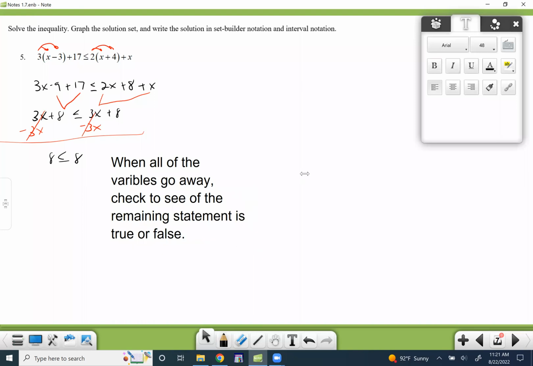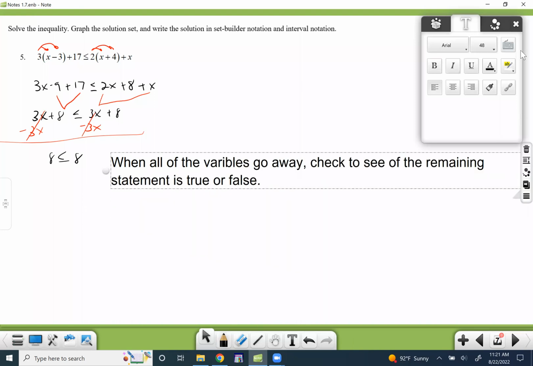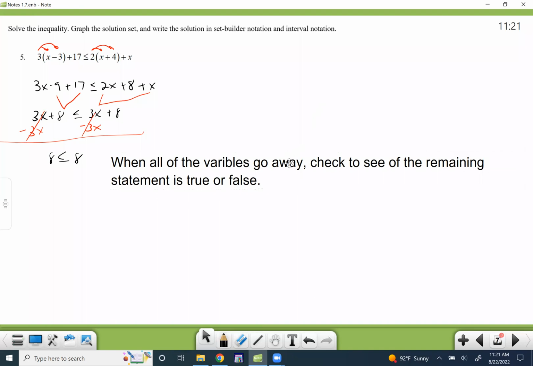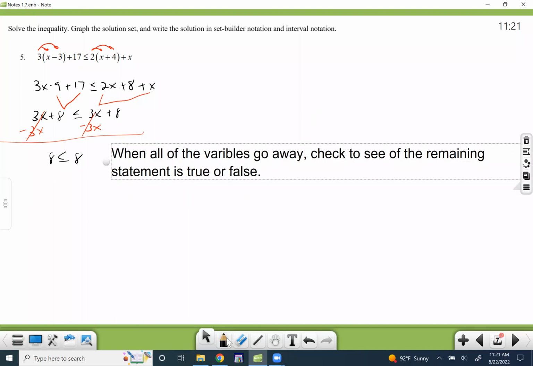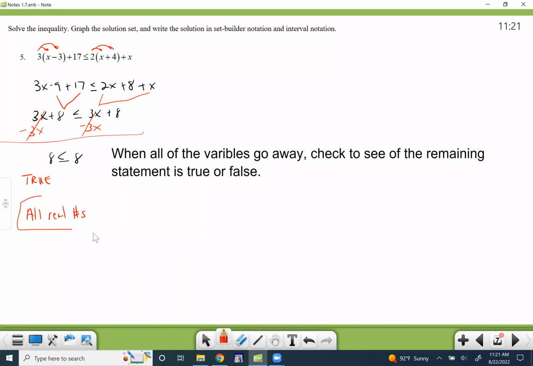All right, so let's see if this is true or false. 8 is less than or equal to 8. If it had been a less than, 8 is not less than 8. But because it's an or equal to, this is a true statement. So that or equal to saved us, right? That means this is going to be, like before, an all real situation. So the solution is going to be all real numbers. That's going to be our solution.